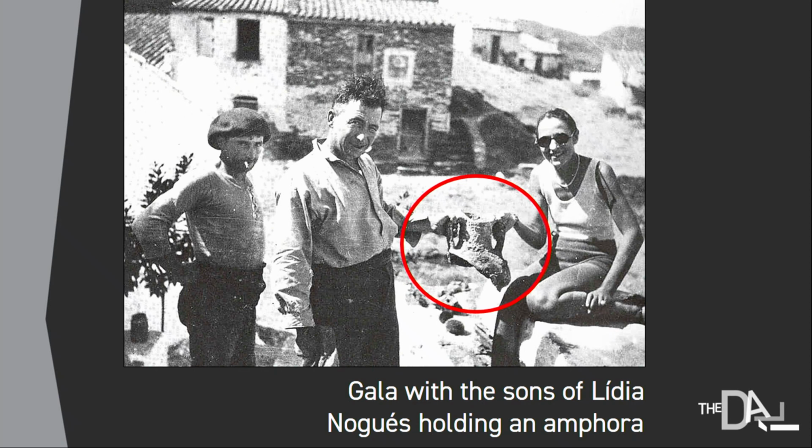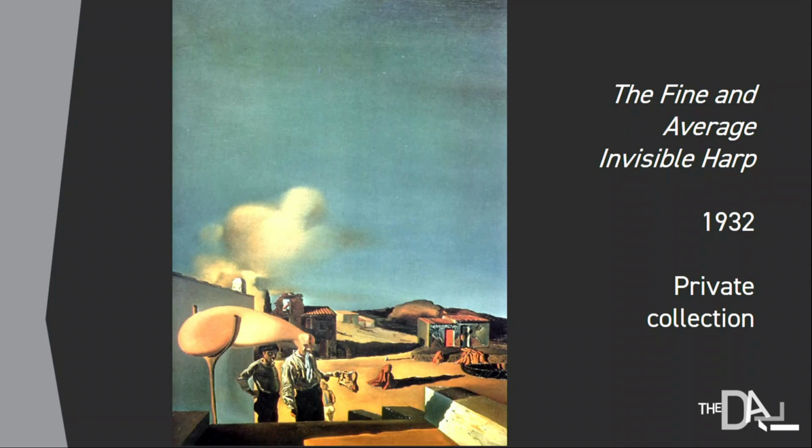So it's an old ruin, and they're using it, and very quickly Dalí turns it into a figure in this particular painting, the Fine and Average Invisible Harp. You can see the 2 fishermen are still there. They're still holding the amphora, but Gala has moved on. She's lost her pants somewhere along the way, and she's moving on. And the gentleman who's in the front seems to be, maybe he's devouring her trousers, we're not sure, but there's something coming out of his mouth.